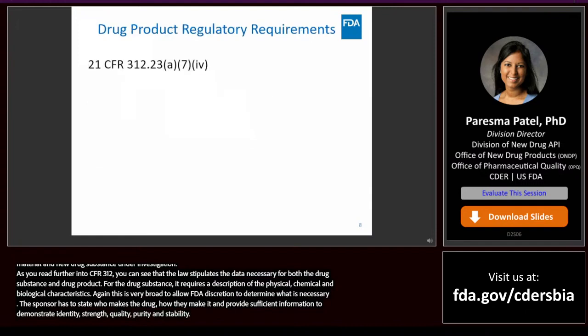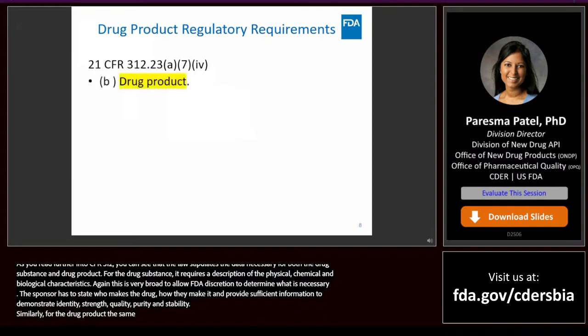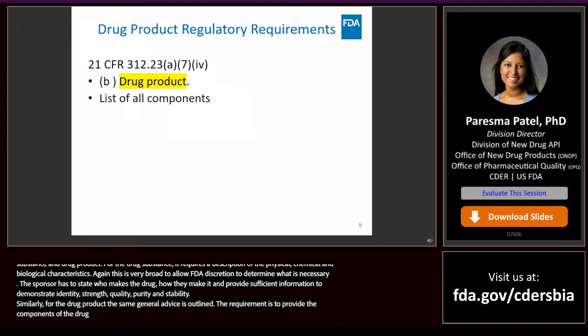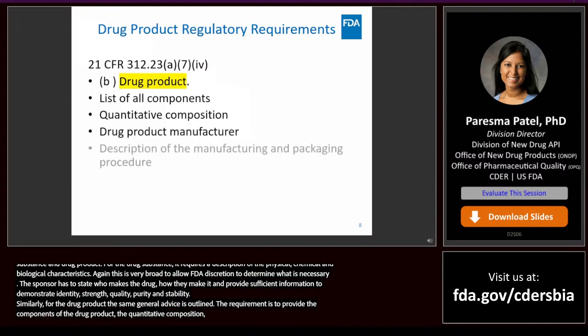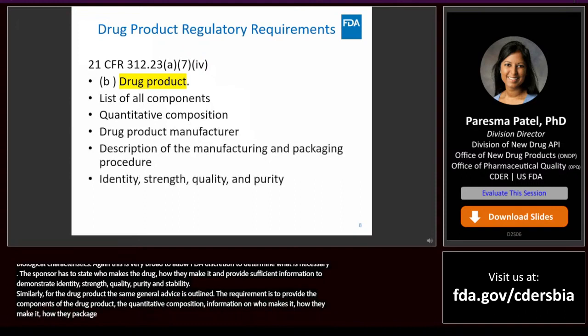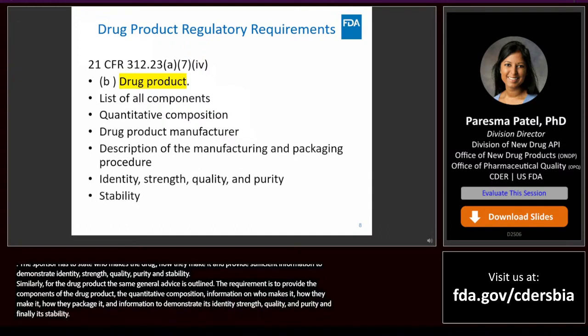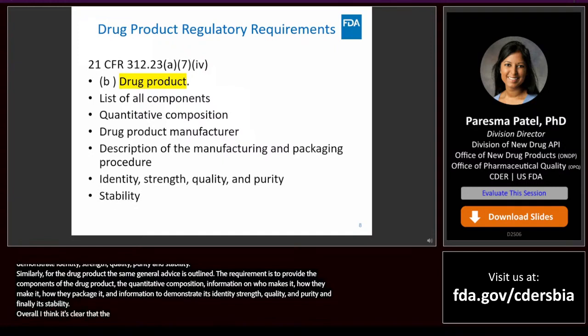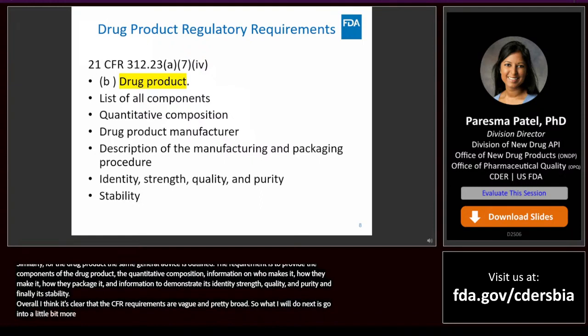Similarly, for the drug product, the same general advice is outlined. The requirement is to provide the components of the drug product, the quantitative composition, information on who makes it, how they make it, how they package it, and information to demonstrate its identity, strength, quality, and purity, and finally its stability. Overall, I think it's clear that the CFR requirements are vague and pretty broad. So what I'll do next is go into a little bit more of the details of the information that CMC reviewers are looking for, specific to both drug substances and drug products.